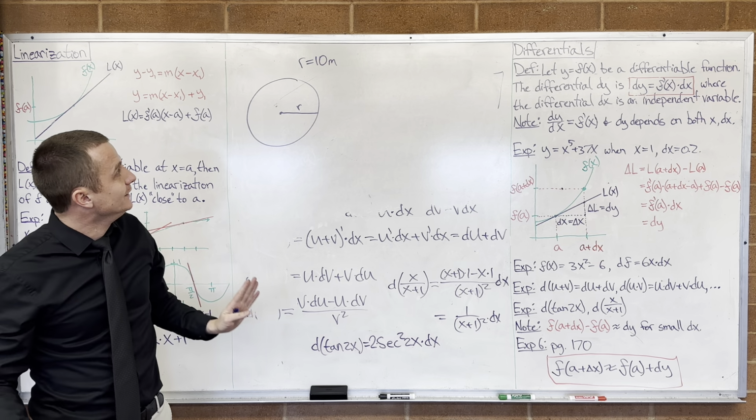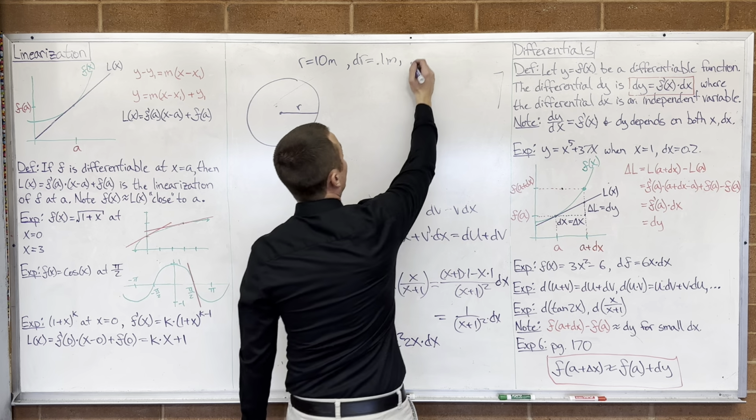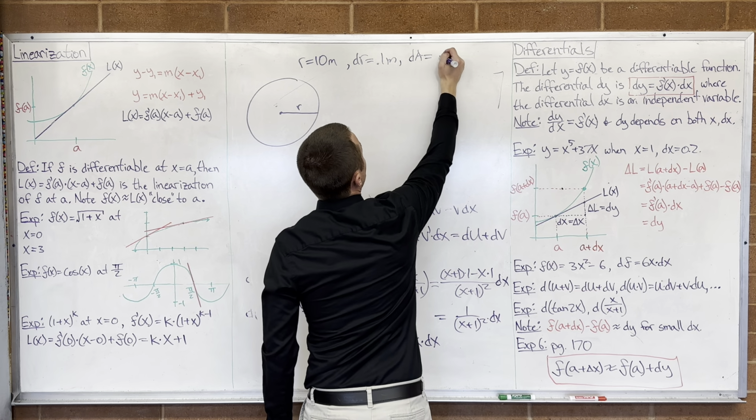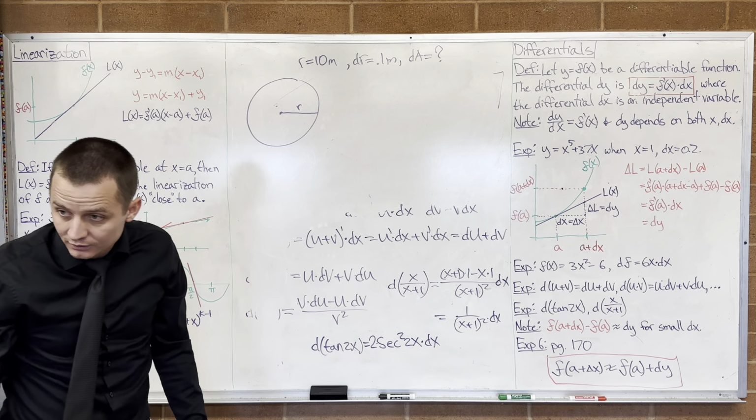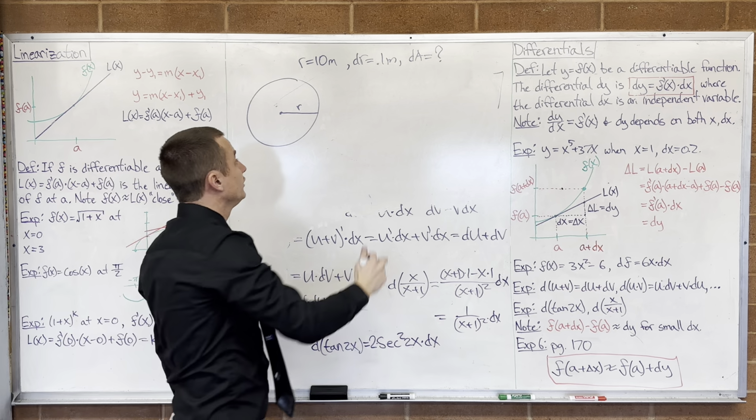So our radius started out at 10 meters, and our small change in radius, dr, is equal to 0.1 meters. That's how we're going to be setting up these problems. We are looking for an approximation in the change of area, so we are looking for dA. Now, what is our area formula? Pi r squared. So what is dA?